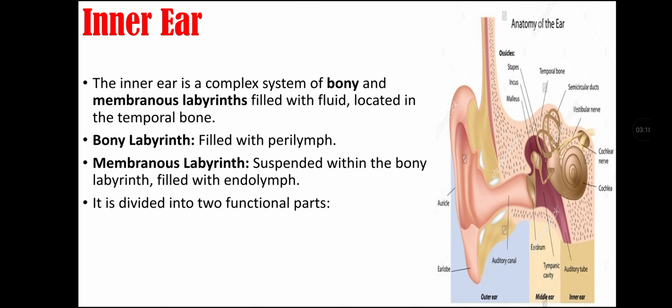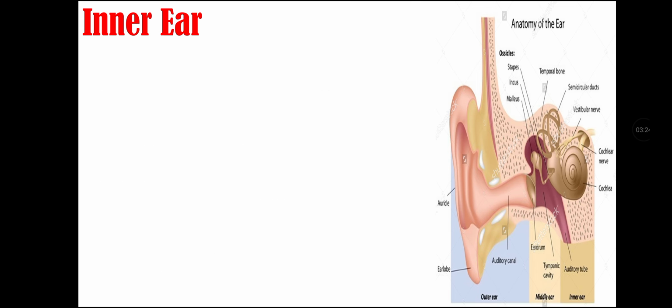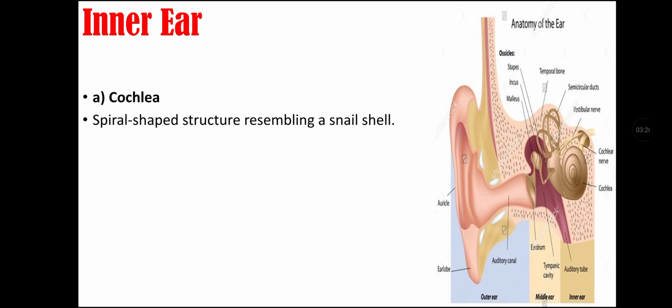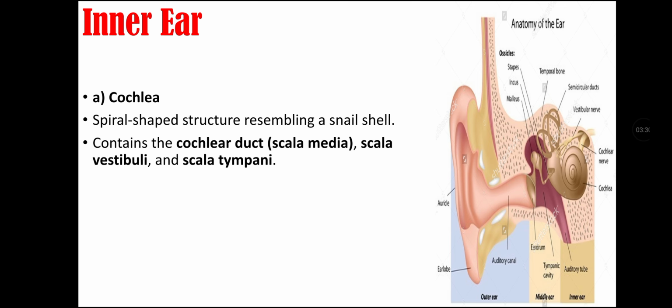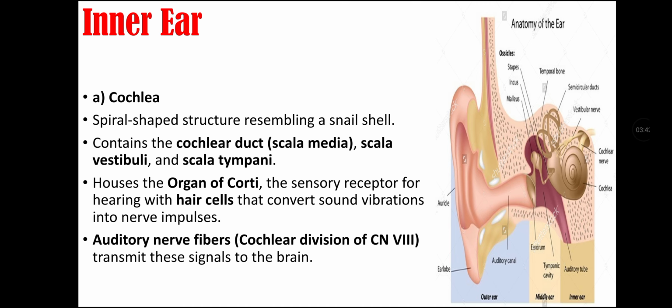It is divided into two functional parts that include cochlea that is for hearing and vestibular system that is for balance. First is cochlea, that is a spiral shaped structure resembling a snail shell. It contains the cochlear ducts, scala vestibuli and scala tympani. It houses the organ of Corti, the sensory receptor for hearing with hair cells that convert sound vibration into nerve impulses. It has auditory nerve fibers that are cochlear division of vestibulocochlear nerve and they transmit these signals to the brain.